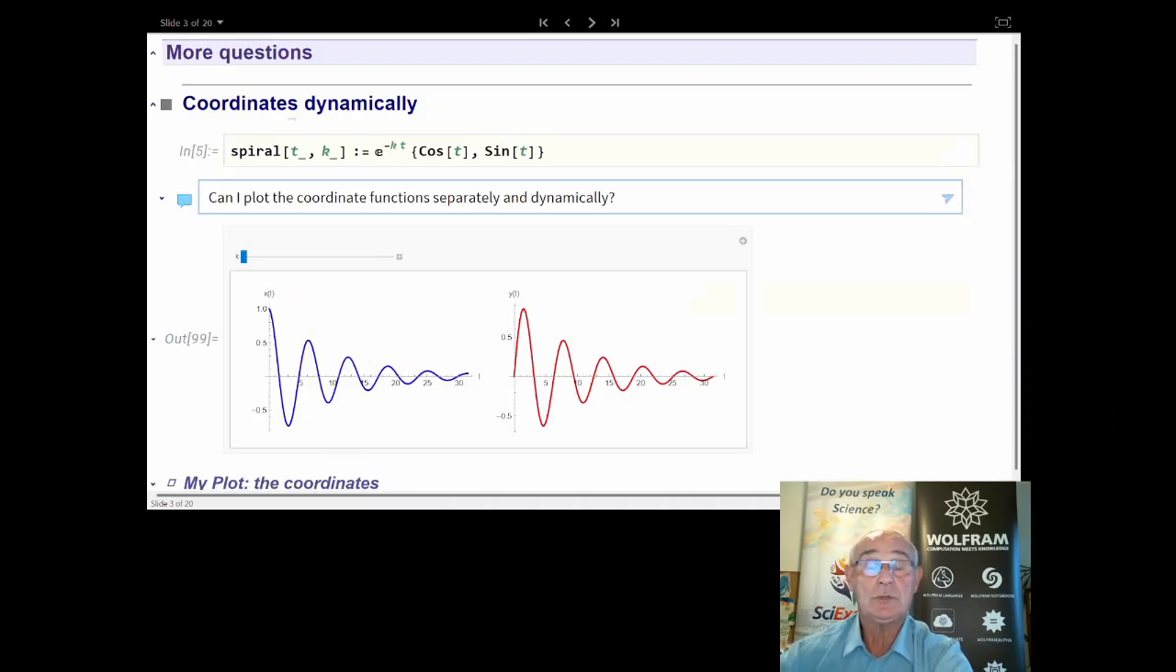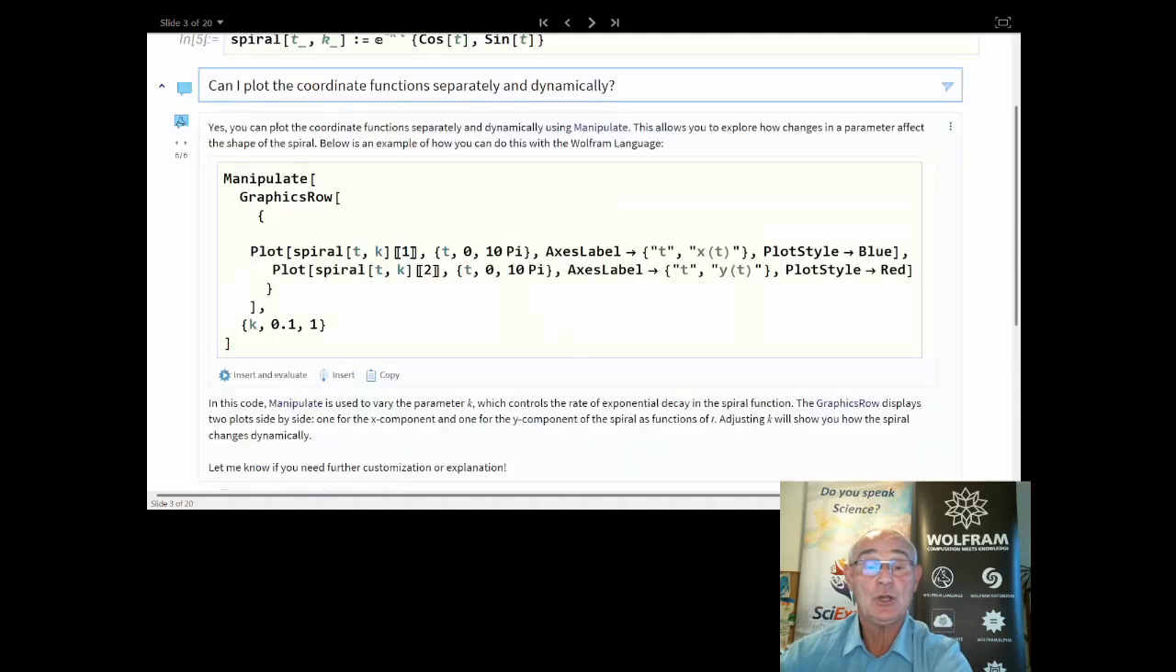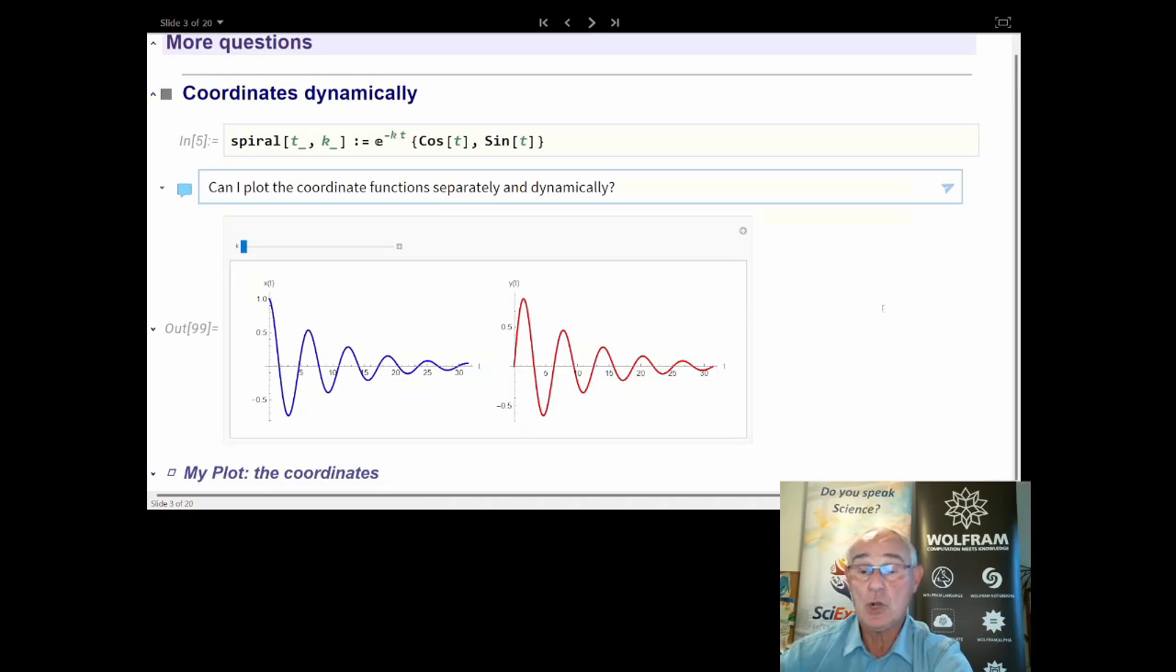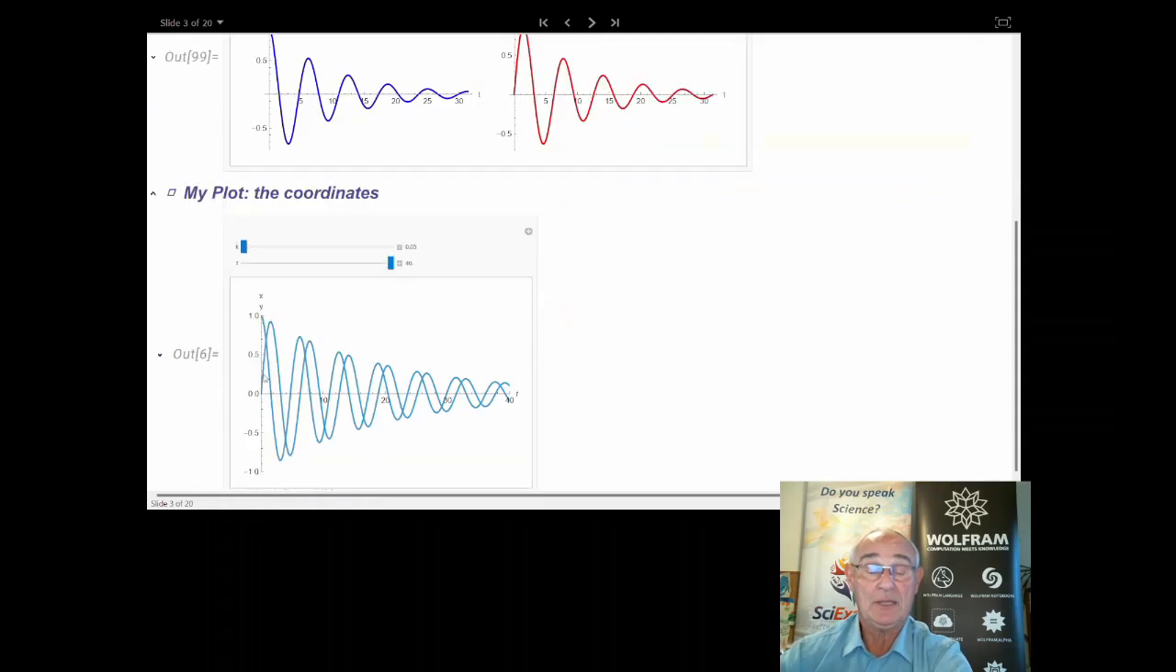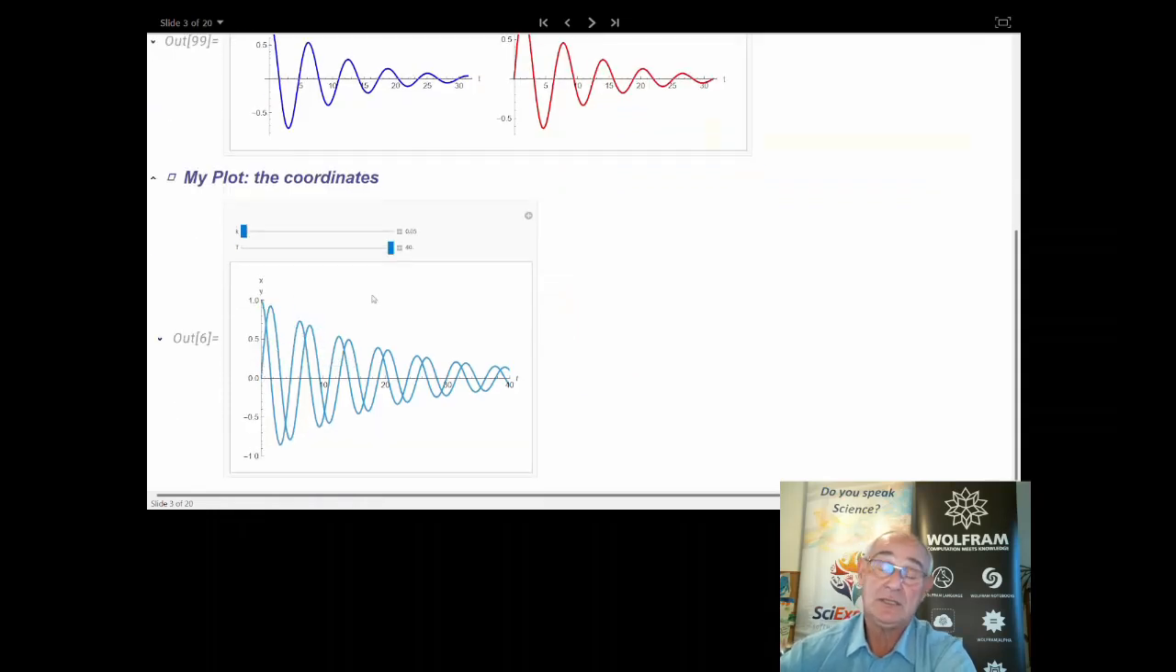How to plot the coordinates dynamically? This is the code the Notebook Assistant gives us, and then running the code I can obtain a row of figures. The x and y coordinates are obtained next to each other. My original application contained the coordinates in the same coordinate system, but anyway they are pretty much the same.